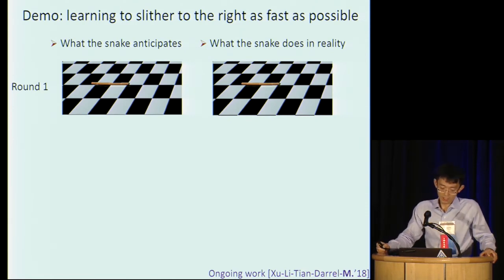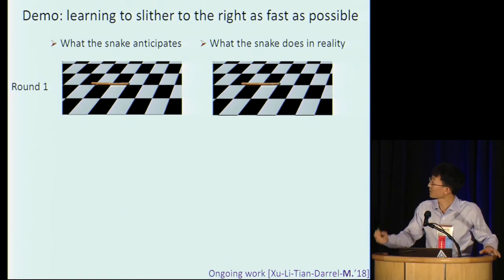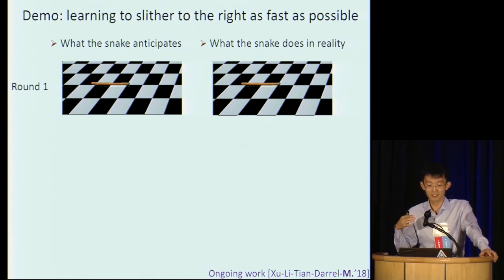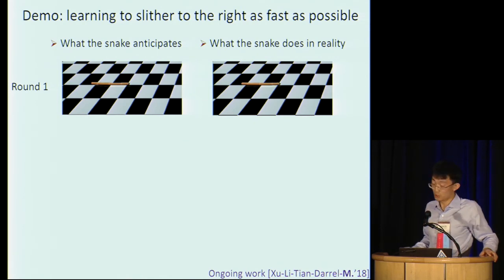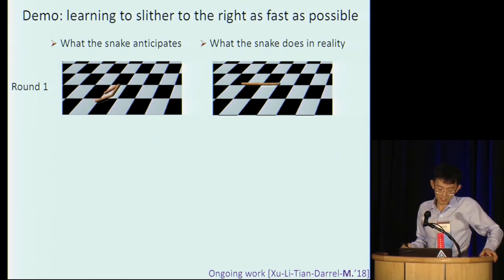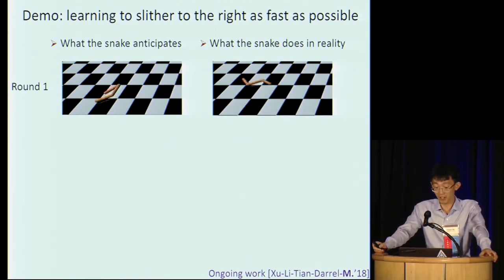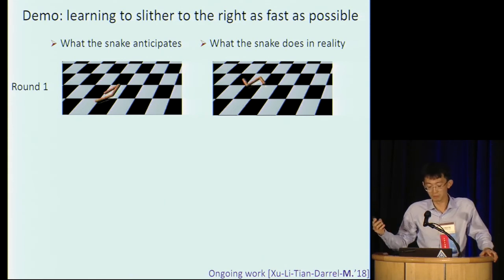This is maybe a little raw, and this is ongoing work. It is a very toy example. We are just trying to let this simplified snake slither to the right as fast as possible. Recall that we have to maintain a model of the world so that we can anticipate what happens in the future. In the first round, this is what the snake anticipates in the future. It's kind of like daydreaming, as you will see. It thinks that it can thread through the surface without violating the physical law. And this is what, in reality, the snake can do in the first round. It doesn't really move much.